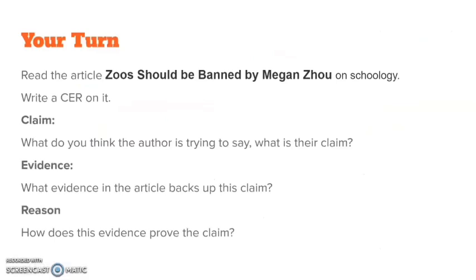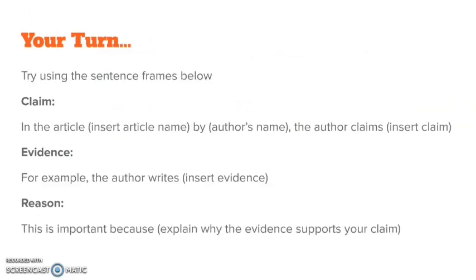Read the article, Zoos Should Be Banned by Megan Zhou in the same School G folder where you found this video. Write a CER on it. What claim do you think the author is trying to make? What is their claim? What evidence do they have in the article that backs up this claim? And how does this evidence support that? Try using the sentence frames below.